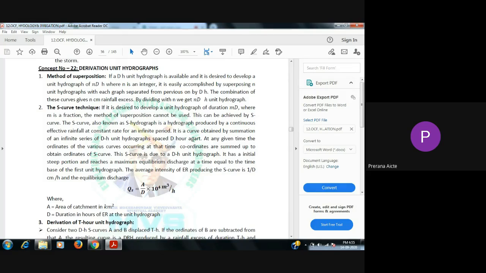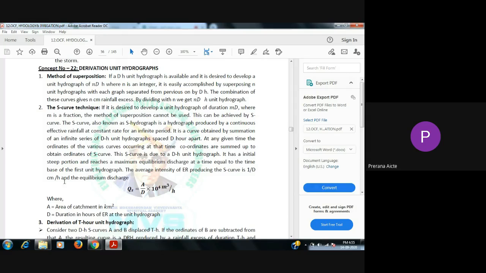The S-hydrograph is a hydrograph produced by continuous effective rainfall at a constant rate. So it is continuous effective rainfall. Please note the difference between the method of superposition and the S-curve technique. It is produced by continuous effective rainfall at a constant rate for an indefinite period. It is a curve obtained by a summation of an infinite series of D_h unit hydrographs, spaced D hours apart, 2 hours, 3 hours, like that. At any given time, the ordinates of the various curves occurring at that time are summed up to obtain the ordinates of the S-curve. This S-curve is due to the D-hour unit hydrograph.